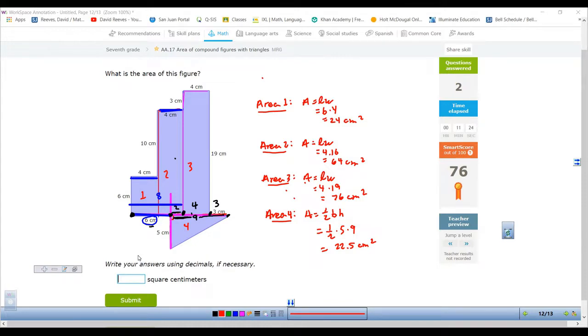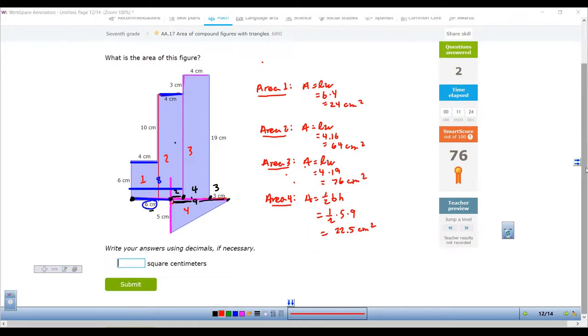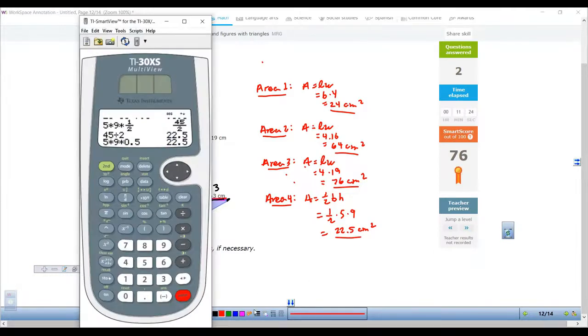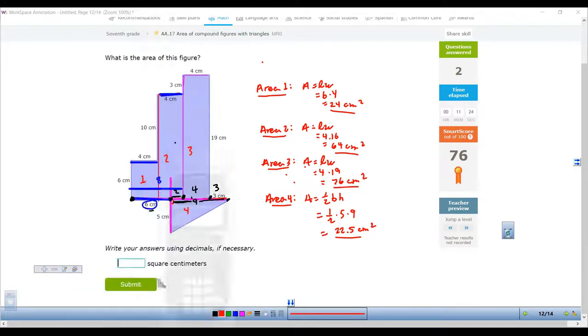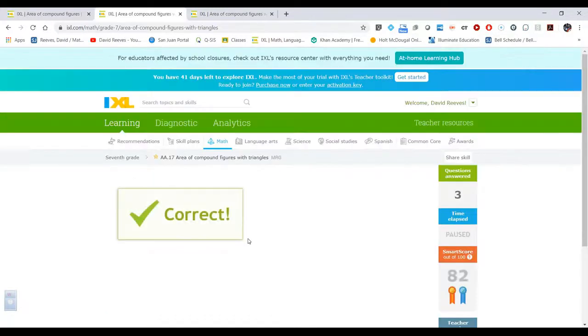All right, so then I get an answer of, oh, wait, that's not my answer. I have to add all those together. Whew, I almost put that in as the answer. Would have got it wrong and had to start all over. Remember, we're finding the area of all of these together. So 24 plus 64 plus 76 plus 22.5. All right, here we go. 24 plus 64 plus 76 plus 22.5 is 186.5. All right, now we'll put that in, 186.5, and correct.